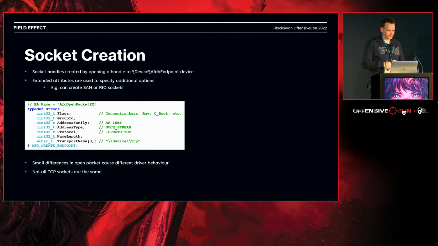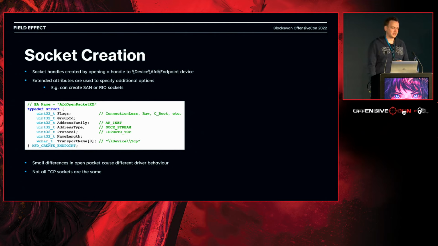And to specify the options about how the socket can be created, you use extended attributes. Depending on the specifics of the extended attribute name and what's in there, you can create your whole family of normal networking sockets. There's also SAN sockets for talking to storage area networks, or Rio sockets, which were news to me.